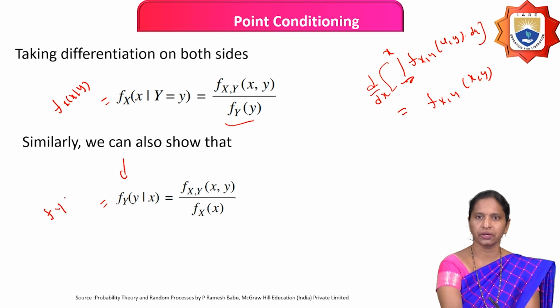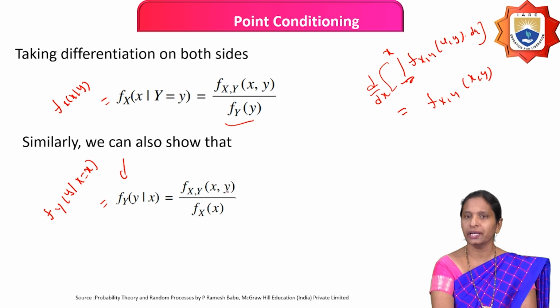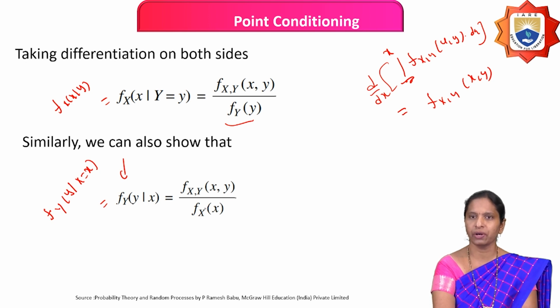The conditional density function of the random variable Y such that the random variable X takes a single value X equals x. So fY(y/X = x) is nothing but what? fY(y/x) is equal to the joint density function fXY(x, y) by the marginal density function of the random variable X, fX(x).